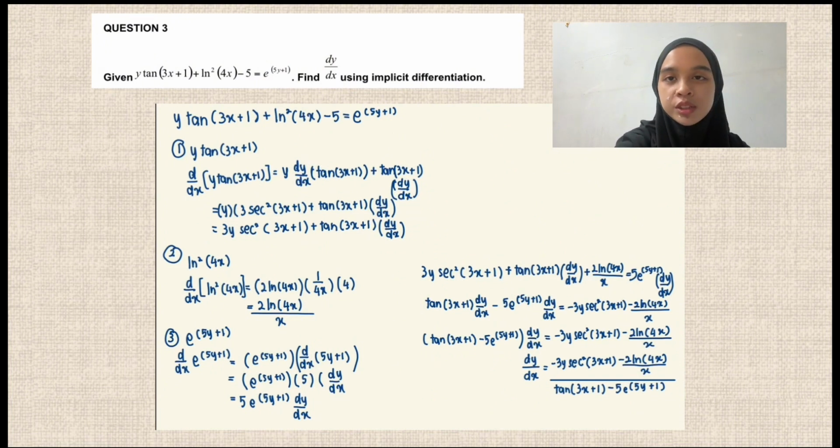And for the second term, we will use the chain rule. So we need to apply the chain rule on this term, and by using the chain rule, we will get the answer like this. And the negative 5, which is the third term on the left side, when we differentiate it, it will become 0. Okay, so next we will differentiate the right hand side, which is the exponential equation.